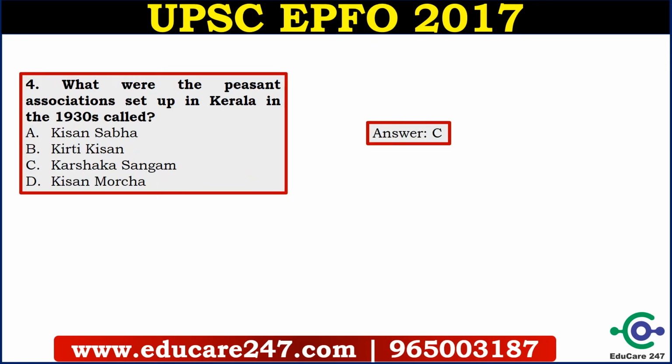The next question is, what were the peasant associations set up in Kerala in the 1930s called? 1930s में जो केरला में peasant associations थे उनके नाम क्या थे? तो basically they were called Krishaka Sangam. Krishaka means kisan. It's a Malayalam term for that. So you must remember this point. See that they are asking about South India also. So you have to read history very thoroughly to solve the questions of UPSC EPFO.